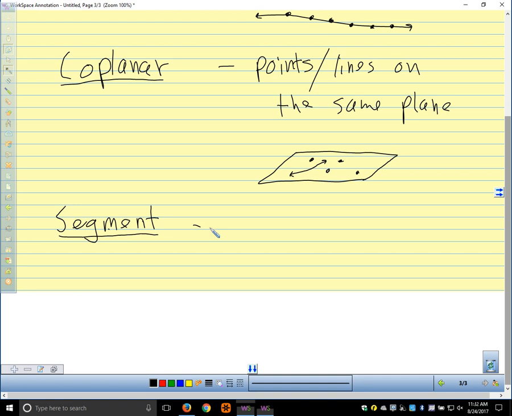Did you come up with a definition, Carolina? From the book? No? Alex, did you come up with a definition for a segment? Part of the line. Part of a line. That's nice. I want to add one piece to that.